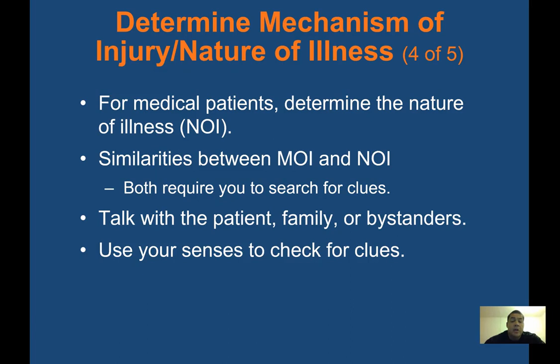For medical patients, determine the nature of illness. Similarities between MOI and NOI: both require you to search for clues. So you basically act like a detective. You're asking questions on every call, and you're trying to get as much information as you can from the patient and from any bystanders. You're talking with the patient, family, or bystanders. Use your senses to check for clues, because you have a limited amount of time with patients on scene and en route to the hospital. You want to get as much information as you can.